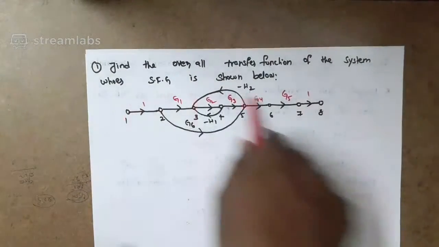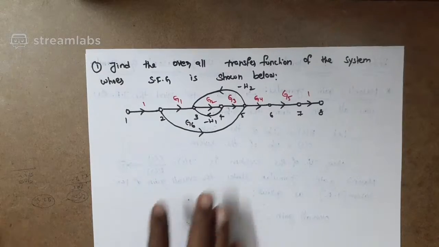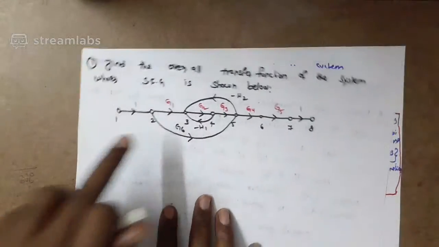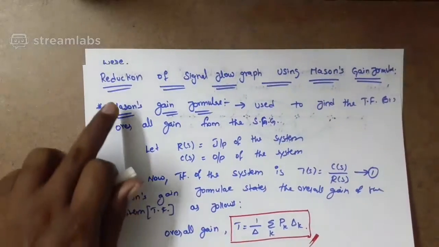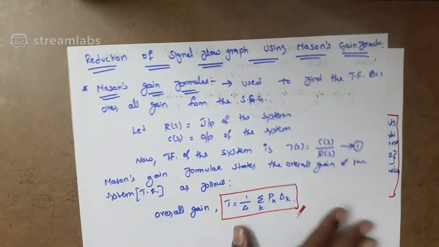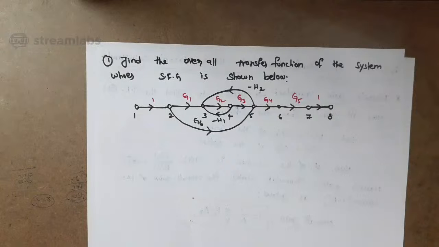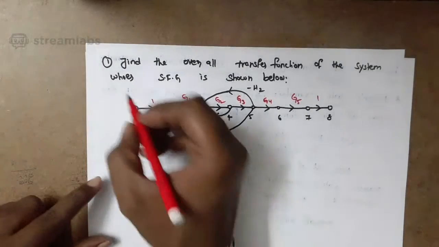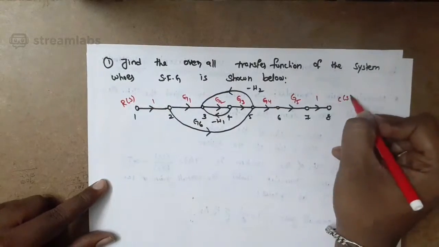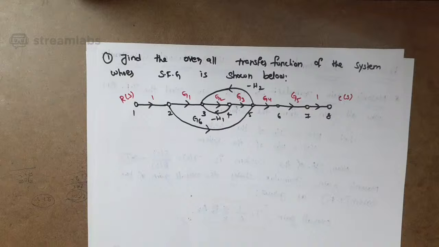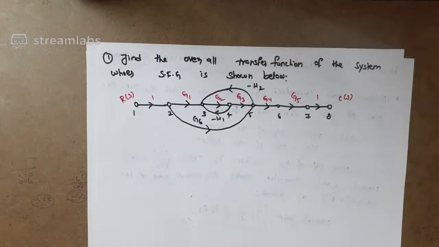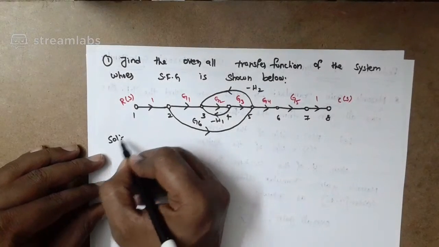Now we are going to reduce the signal flow graph. Let us see the formula. From the signal flow graph, we are going to find all these things, which we will discuss in the problems. Now let us see what is happening here. First, we are going to find the forward paths.